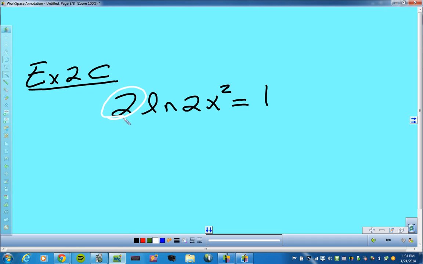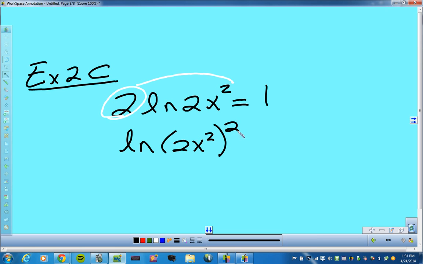Preston, where's the 2 go? Second exponent. Both of them. Right, like that. And then you distribute the little 2 exponent into both pieces. What do we have to do when the exponent's immediately outside the parentheses? Multiply, right? So we've got ln 4x to the 4th equals 1.